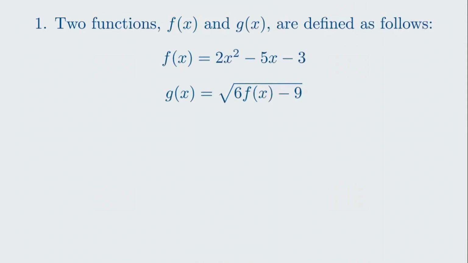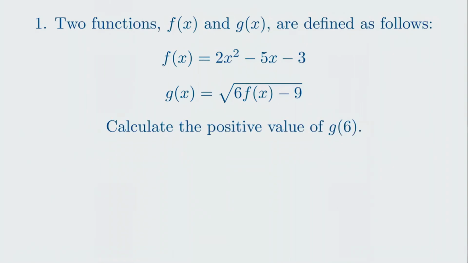Let's begin with our first problem, which deals with functions. We are given two functions, f of x equals 2x squared minus 5x minus 3, and g of x equals the square root of 6 times f of x minus 9. The question asks us to calculate the positive value of g of 6. This is a composite function problem. We need to evaluate the inner function, f of 6, first, and then use that result to evaluate the outer function, g of that result. The objective here is to correctly perform function composition and evaluation.